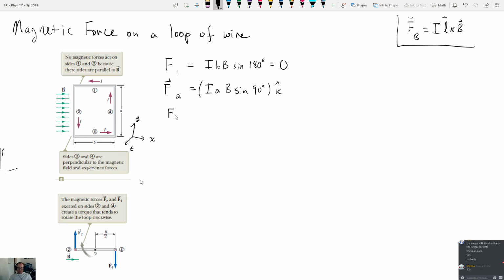Okay, that's F2. F3 is going to be same as F1, I times B, and then what's the angle between the current and the magnetic field for part 3? 0. Still 0. So the top and the bottom ones experience no force, and then F4 is going to be current I, same length A, magnetic field B, and again the angle between I and B is 90 again, right? But what's the direction of this one? So I, B, thumb in. So what would that be in coordinate systems? Negative k hat. So there we go. We know that basically only side 2 and side 4 feel any force at all. The other two, they don't feel any force.